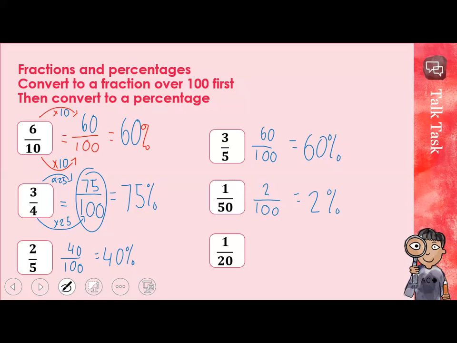And the last one, 1/20 as a fraction over 100. I had to multiply it by 5, so I need to multiply the numerator by 5. 1 times 5 is 5. Gives me the answer, 5%.